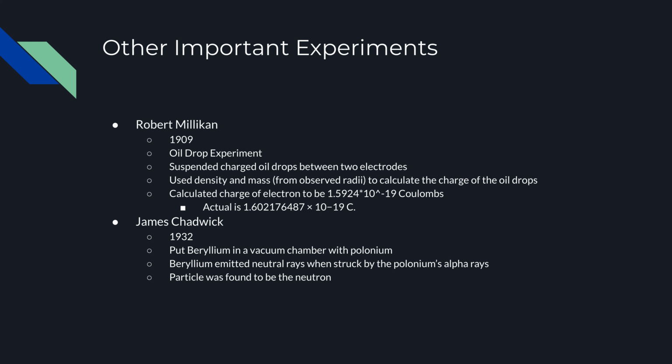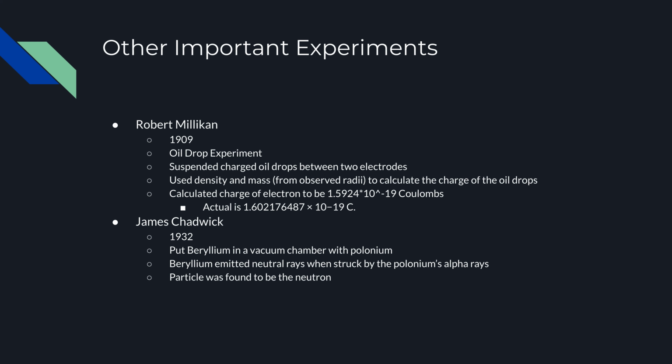Other important experiments in determining a model of the atom was Robert Millikan in 1908 with the oil drop experiment, who suspended charged oil drops between two electrodes and used density and mass from observed radii of the oil drops to calculate the charge of the oil drops. So essentially the calculated charge was 1.5924 times 10 to the negative 19 coulombs, while the actual charge is 1.602176487 times 10 to the negative 19 coulombs. As you can see, he's actually very, very close to the actual value, meaning that his experiment was pretty much accurate and set an example for the charge of the electron.